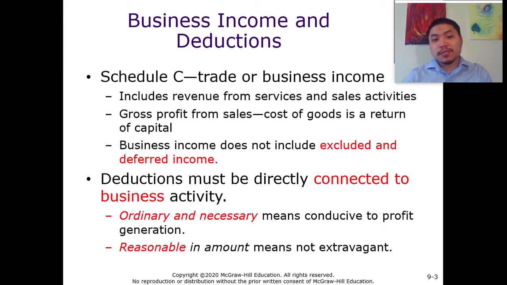enough proof so that in the case where the IRS comes back and asks for an explanation about certain expenses, the business owners, the taxpayers, should have enough evidence to prove that, okay, the expense that I'm deducting here is ordinary and necessary, and it is reasonable in amount.